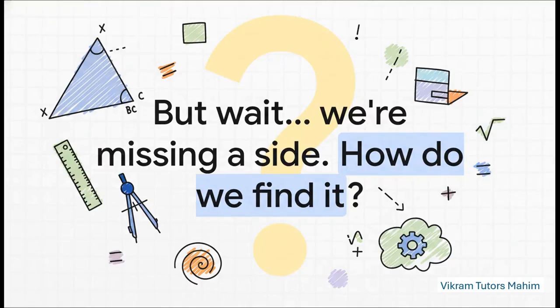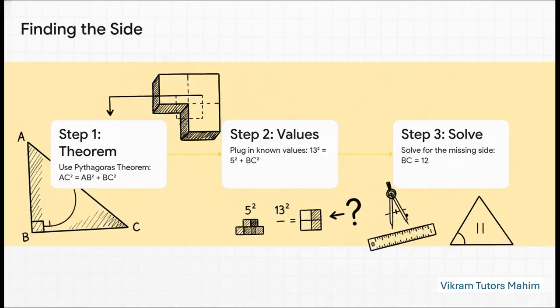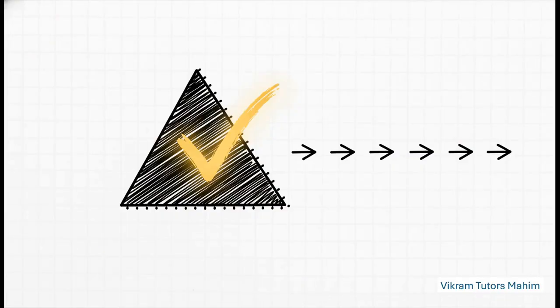Whoa, hang on a second. We're missing a side. How are we going to find it? Easy. We just use the good old Pythagorean theorem. Plug in the numbers, and boom, it's 12. Awesome. Now that all three sides are here, we're ready to roll.